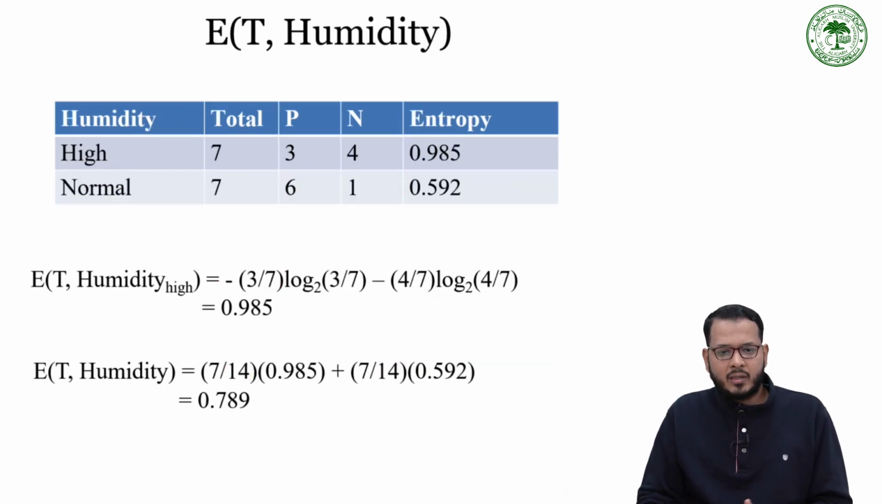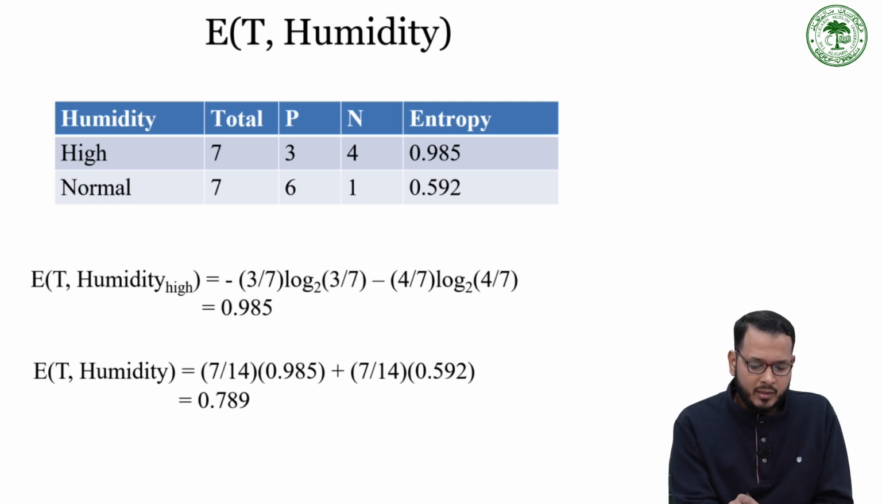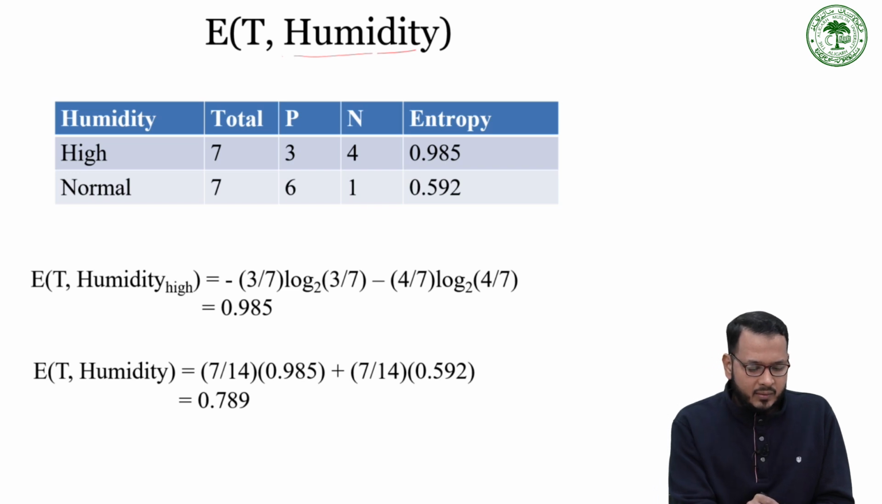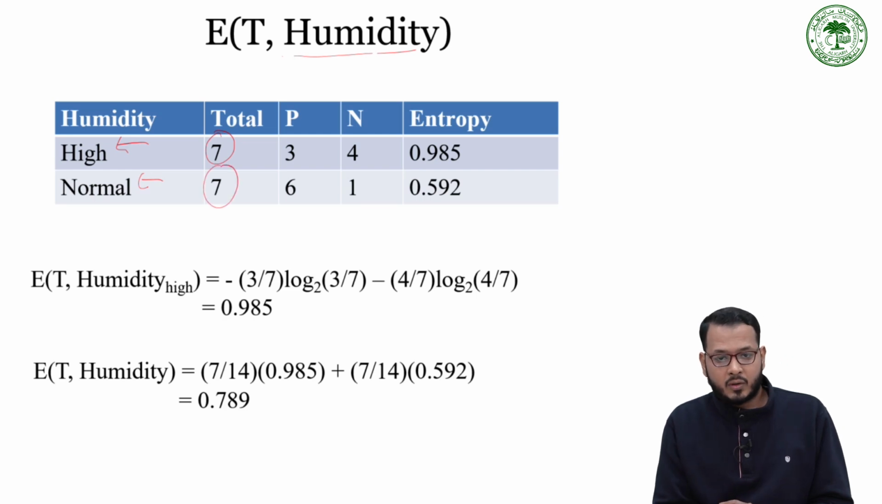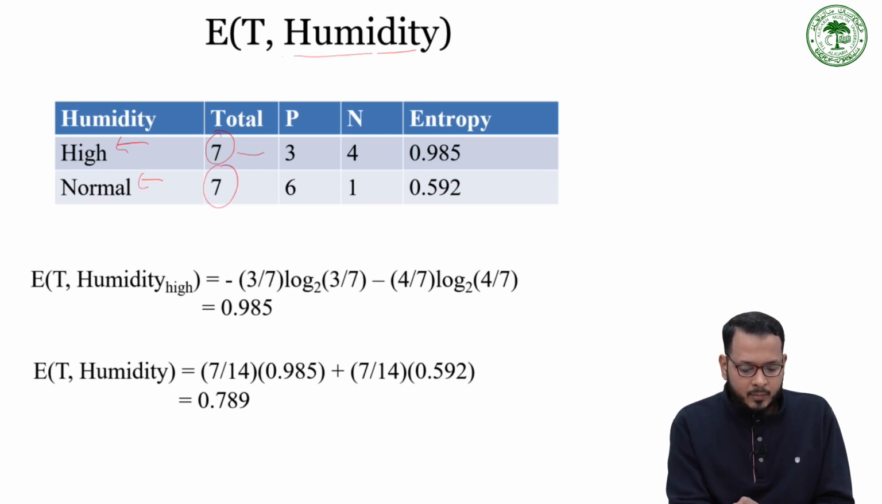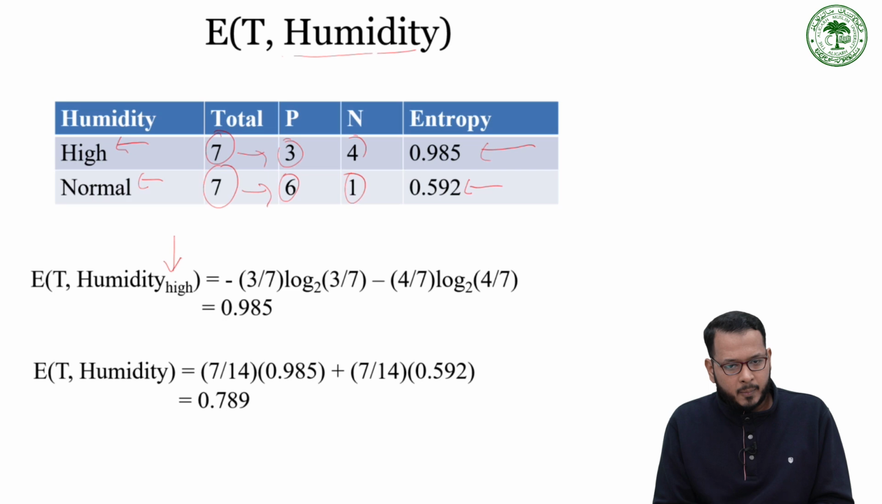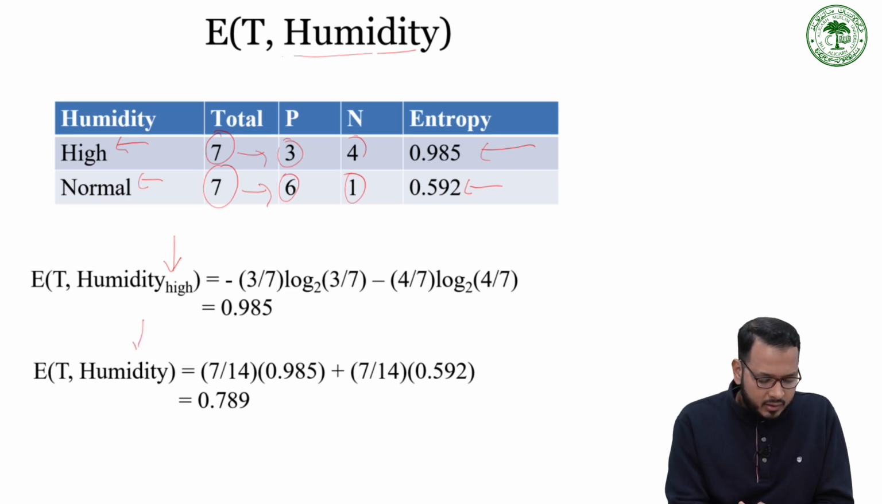Similarly, we can calculate the entropy of other attributes also, like humidity. We apply the exact same process. We identify the different values for humidity. We then check the total portion of them. We divide them into the corresponding positive and negative values. Then we calculate the corresponding entropy, as we have calculated here for humidity being high. And finally, the weighted average gives the overall entropy, which turns out to be 0.789.